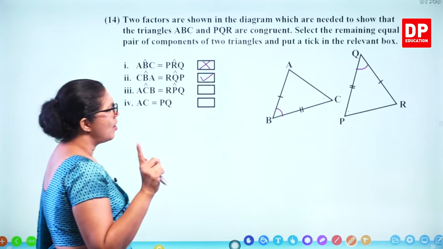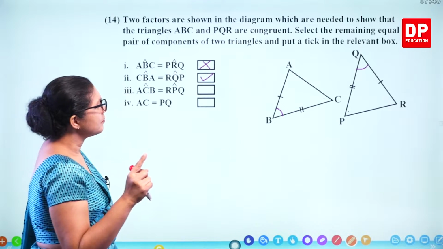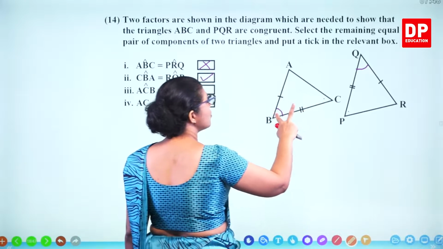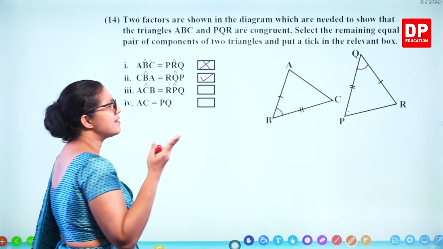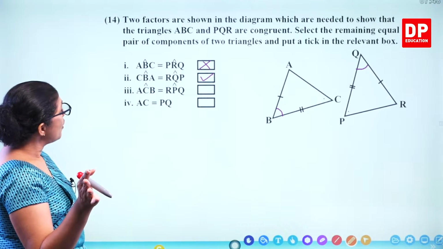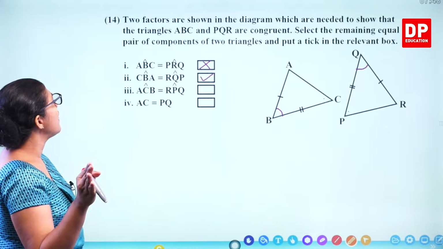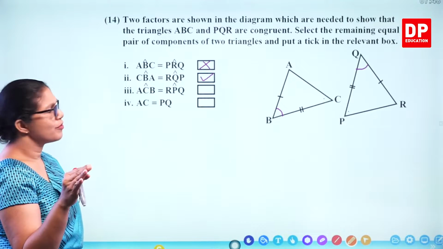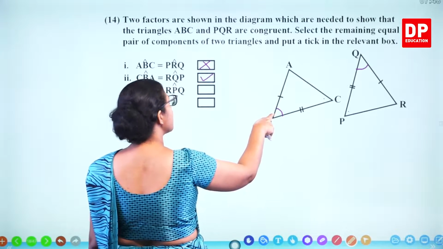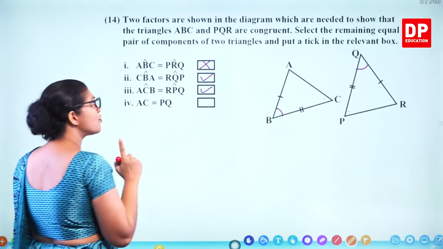So then what's the case? If the two triangles are congruent, you can take that also. So without this information, you can say angle, side then. That's also possible, but it says two factors are shown in the diagram which are needed to show that the triangle ABC and PQR are congruent. If you take these two, then this should be the answer. But this is also true. You can tick this, this is also true.